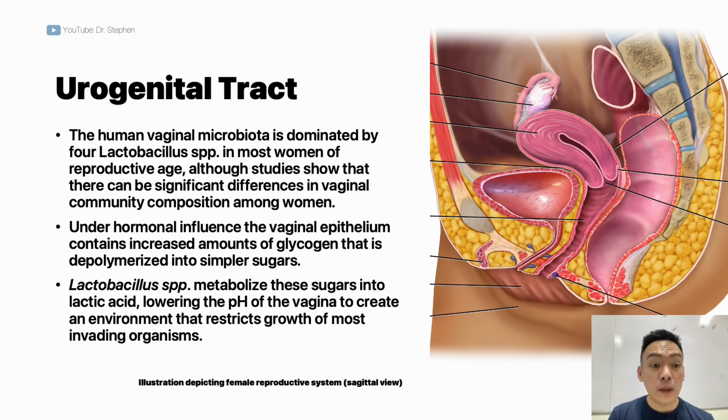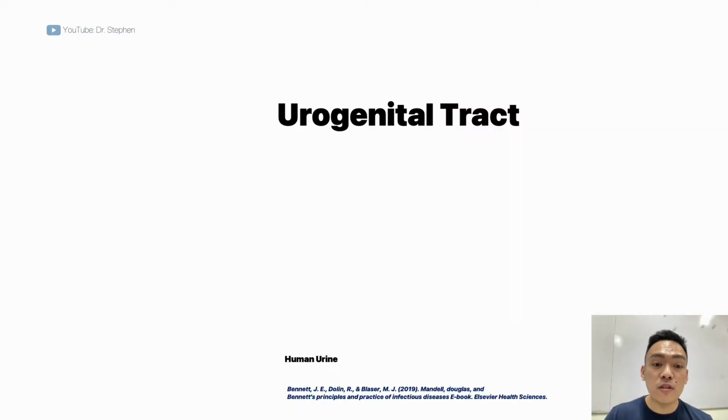composition among women. Under hormonal influence, your vaginal epithelium contains increased amounts of glycogen that is depolymerized into simple sugars. Lactobacillus species metabolize these sugars into lactic acid, lowering the pH of your vagina to create an environment that will restrict the growth of most of your invading microorganisms.